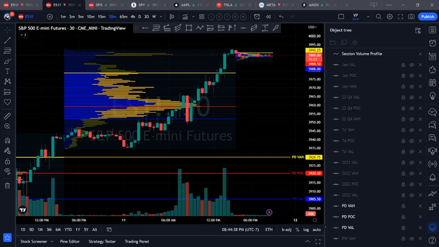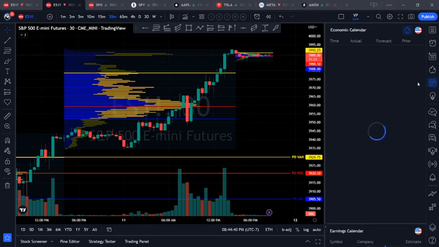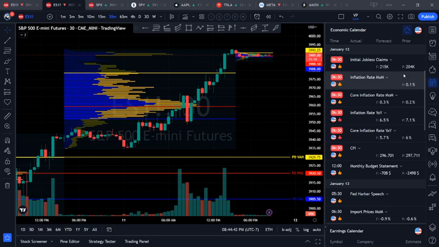We have CPI tomorrow, early in the morning. This is Mountain Standard Time. However, it's going to be an hour before market open, with the jobless claims, core CPI, or core inflation rate, and CPI. So we've got month over month and year over year. We'll be seeing that tomorrow early morning, see how that reacts.